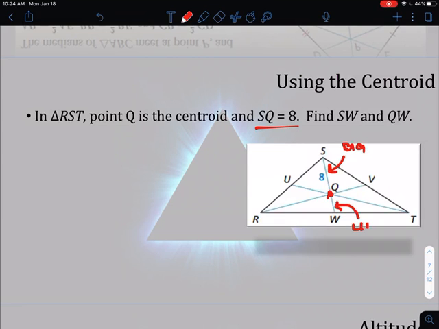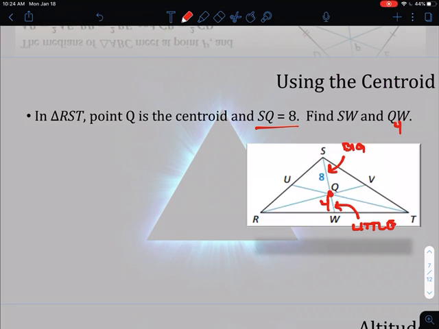That means Q to W would be the little piece or the small piece. And so what we talked about on that last slide was the big is twice as big as the little. So if S to Q has a length of 8, Q to W would be half of that and be a total length of 4. So QW has a length of 4.